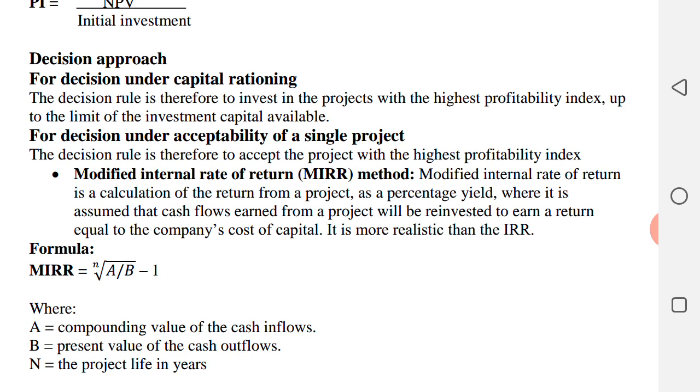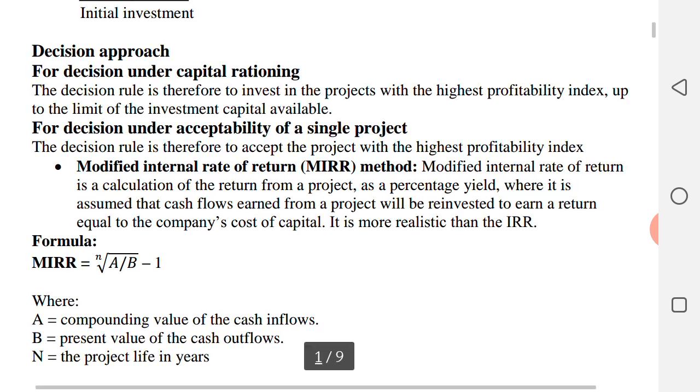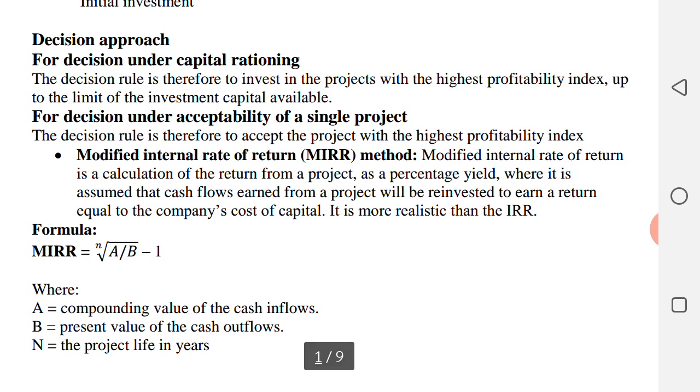Now the decision under acceptability of a single project. The decision rule is therefore to accept the project with the highest profitability index.